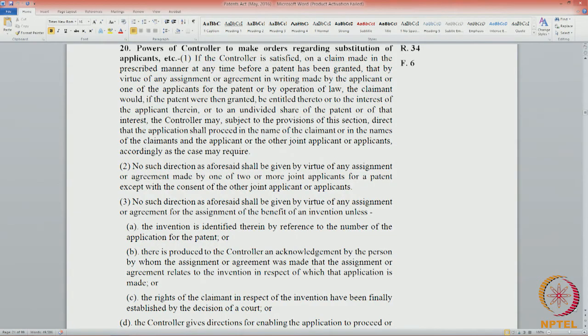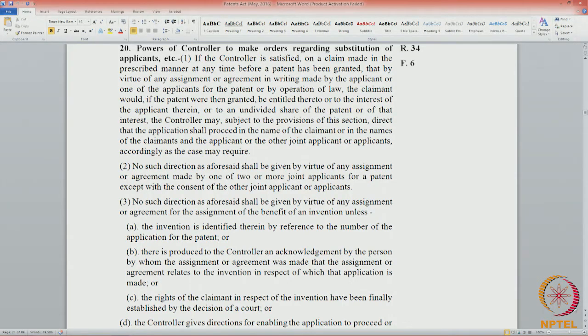there could be a transfer of title, a transfer of ownership from the applicant to another person, either through a sale of a company, either through an assignment, or through the sale of the invention or the technology itself. In all these cases, there has to be a substitution of the name of the applicant.